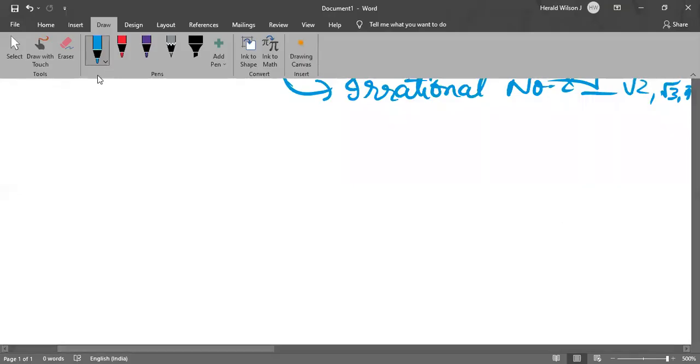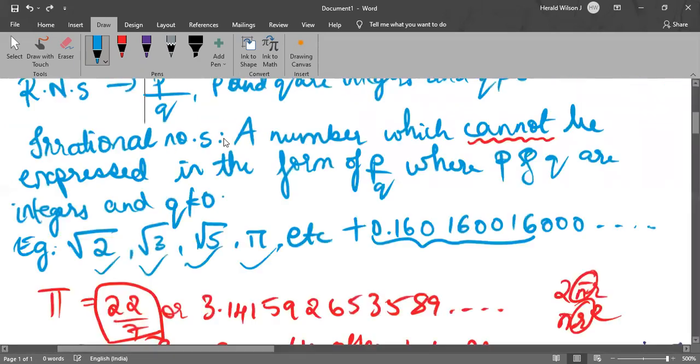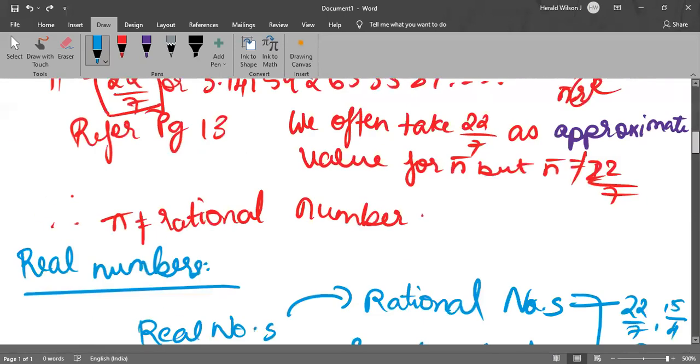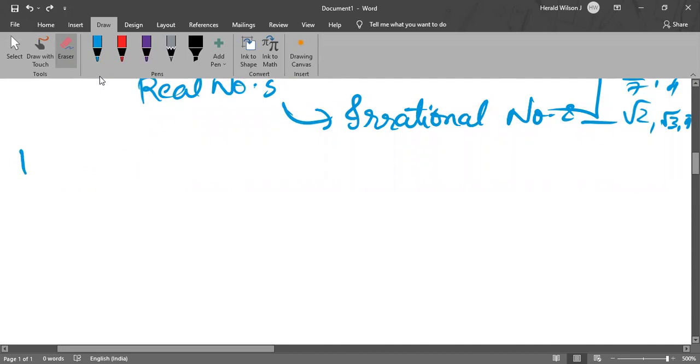So moving on, now we have the next topic as representing real numbers. Okay, I'm sorry for my handwriting, it's not coming out very well this morning. I don't know what's happening. But I'm trying my best to write as neat as possible. So let me just write it once more.